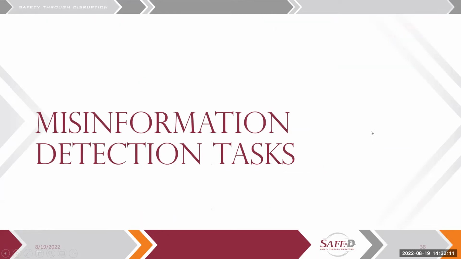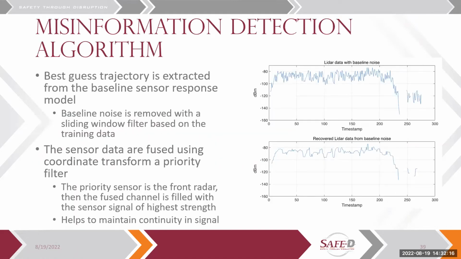All right, so now that we have all the degraded sensor data, we go on to the misinformation detection. We start here with extracting a best guess trajectory from all the different responses that we saw. And what we try to do is remove that noise that we just generated with a sliding window filter that we based off the training data, so that we can basically reverse everything we just did, so that we can know whether or not it's misinformation.